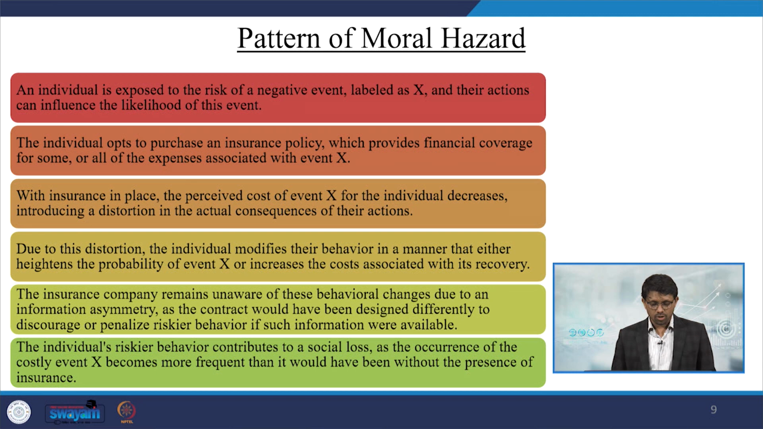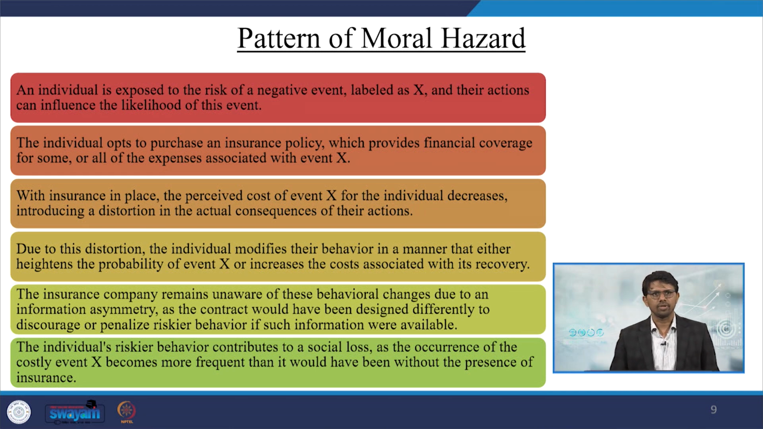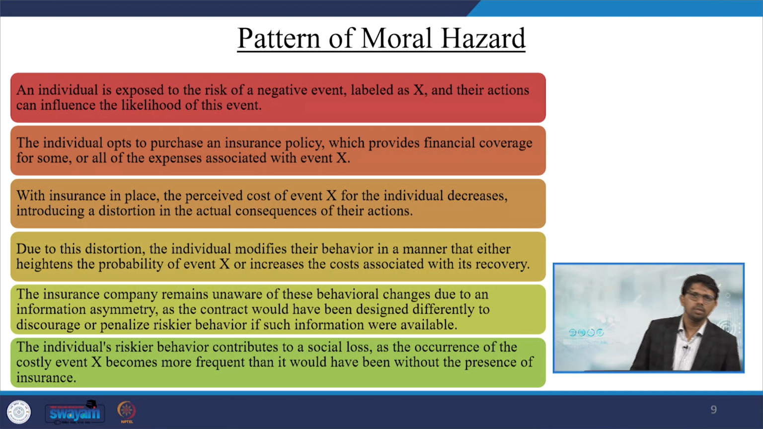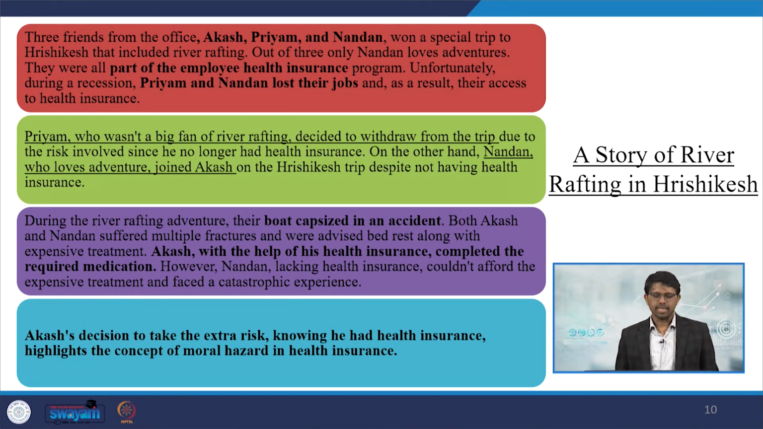The insurance company remains unaware of these behavioral changes due to an information asymmetry, as the contract would have been designed differently to discourage or penalize riskier behavior if such information were available. The individual's riskier behavior contributes to a social loss, since overutilizing or riskier behavior in different stages results in social loss. We will also present this in our graph. The occurrence of the costly event X becomes more frequent than it would have been without the presence of that insurance.